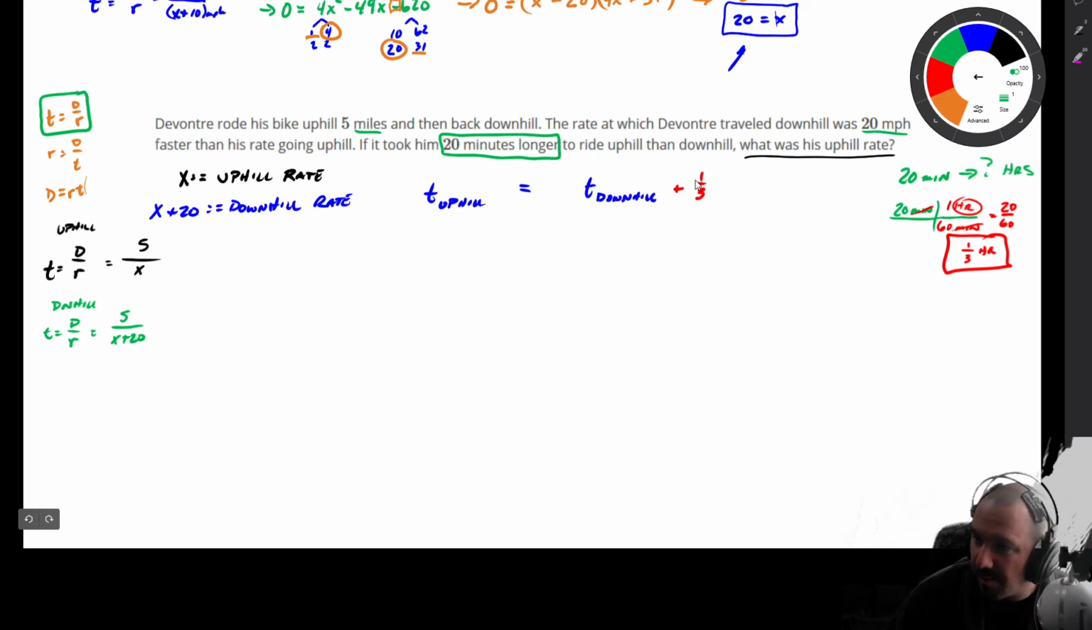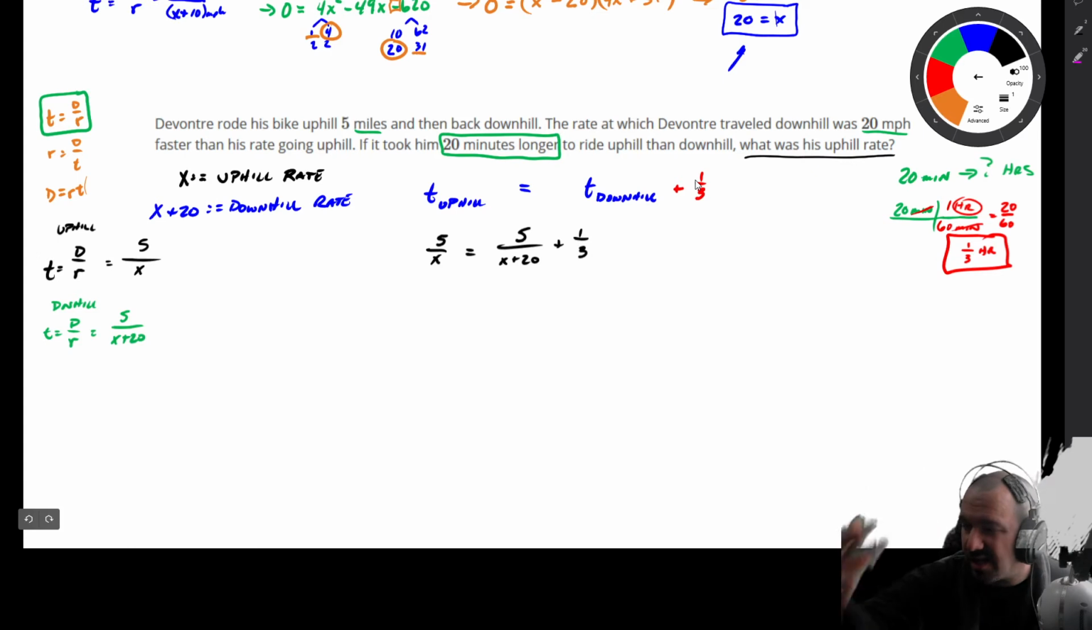Now what I'm doing is taking these two things and putting them in the respective slots. So my time uphill is 5 over X. My time downhill is 5 over X plus 20. And then I have this embarrassing plus 1/3 over here at the end. Other than that, it's going to work exactly the same way as before. I just have a little bit extra to do because I have a denominator here.